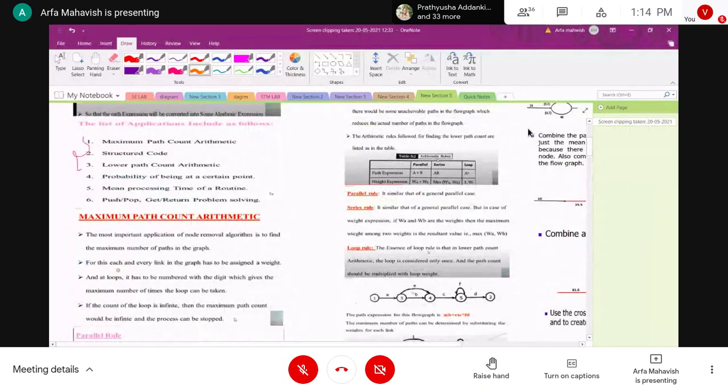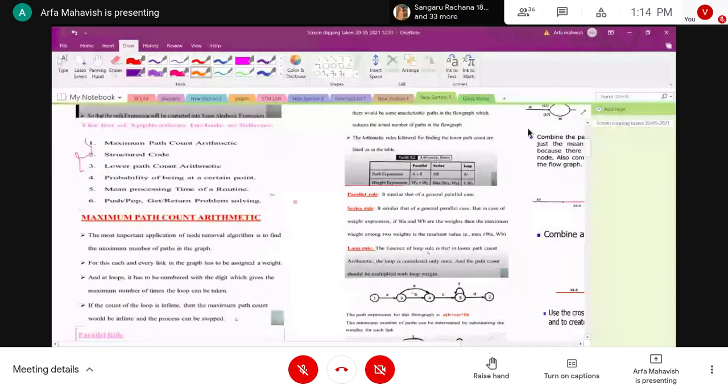Always remember this point, guys: the weight of every link is 1. Whenever you are removing the link name and assigning the weightage to the graph, you have to give the weight as 1. And for a loop, the number given is the maximum number of times that loop can be taken. In the last class we saw 1 power 4.